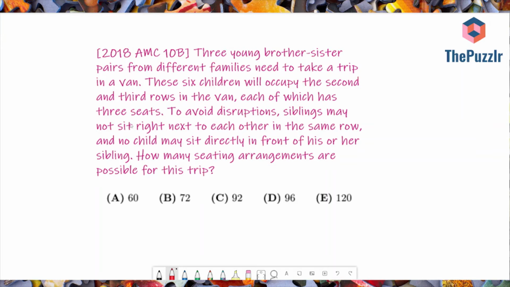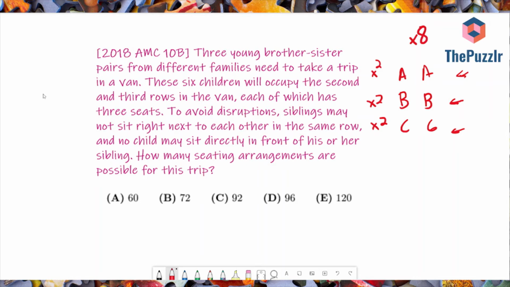Let's see. So there's 6 children. Let's call the siblings A, A, B, B, C, C. So this is the first pair of siblings, second pair, and third pair. Okay, so in each pair, you can always switch around the sister and the boy where they're sitting. So we have to multiply by 2 for each of these. So 2 here, 2 here, 2 here. So at the end, I'm going to write that here. We're going to multiply by 8, right?